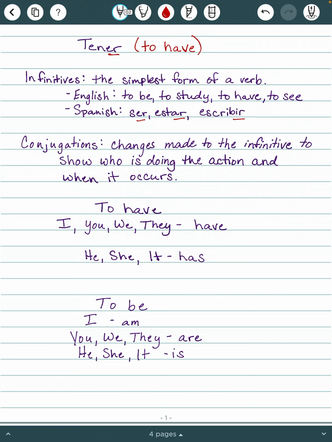So, for example, in English, we have this verb to have. To have is our infinitive, and we have two conjugations of this infinitive. Has is one conjugation, and have is the other conjugation. And it all depends on who our pronoun is. So we know that if I'm talking about myself, I say I have, you have, we have, they have, but he has, she has, and it has. Another example, to be, is an infinitive. And this infinitive has three conjugations, am, is, or are, just depending on who is being.